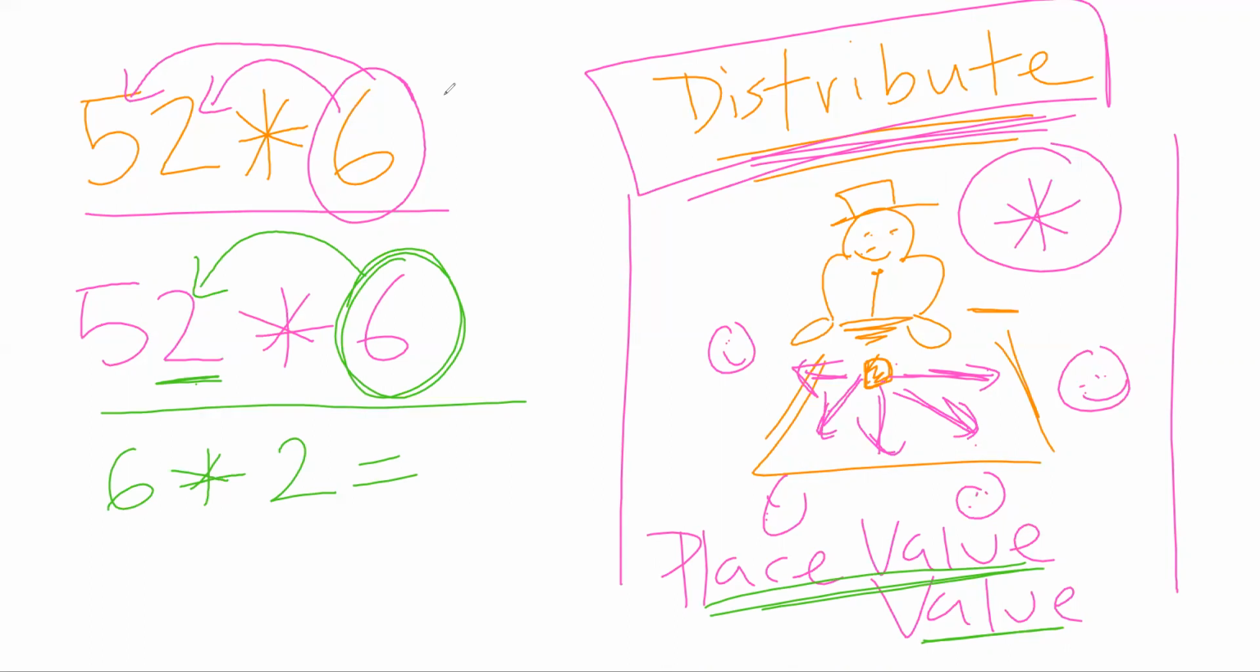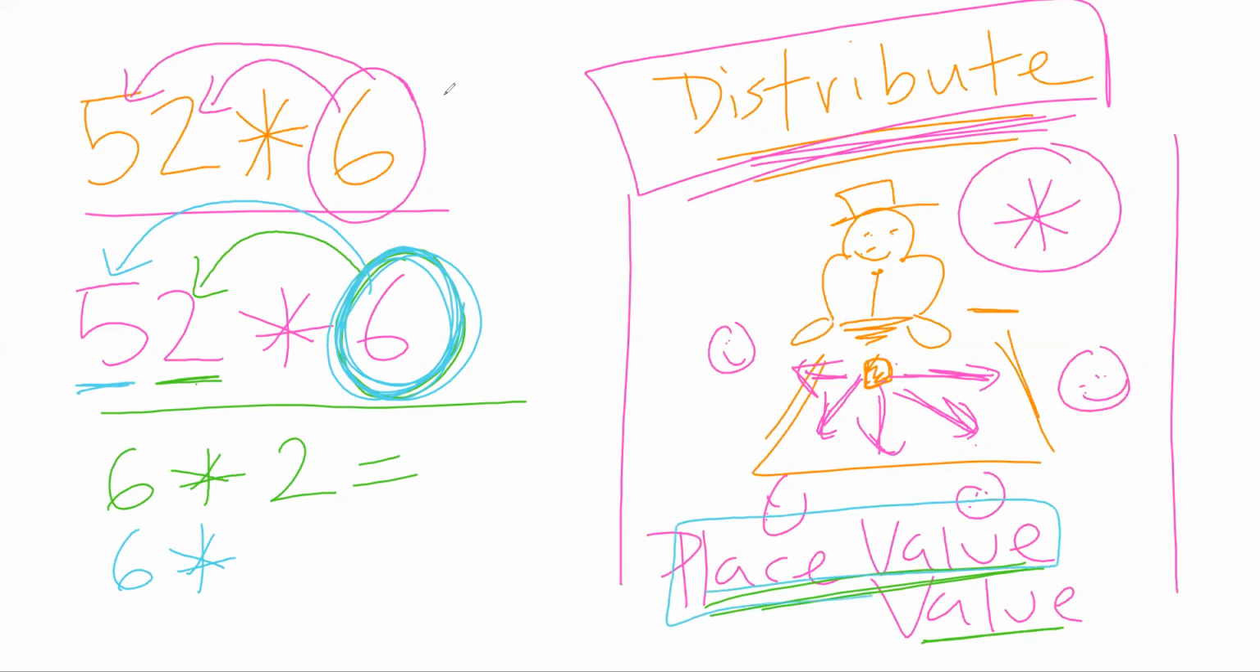So first I took the 6 and distributed it to the 2. Now I'm going to take the 6 and distribute it to the 5. So I'm going to say 6 times the 5. But the 5 is in the tens place, so I'm not multiplying 6 times 5, because it's not a 5, it's a 50.